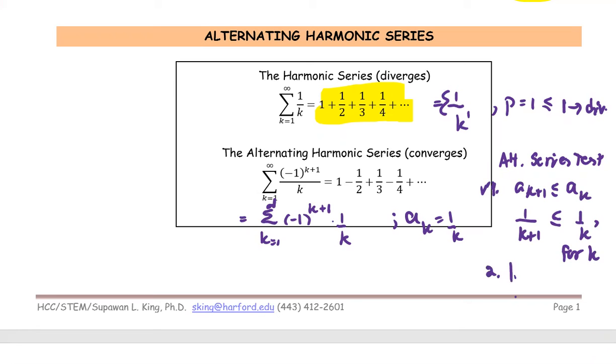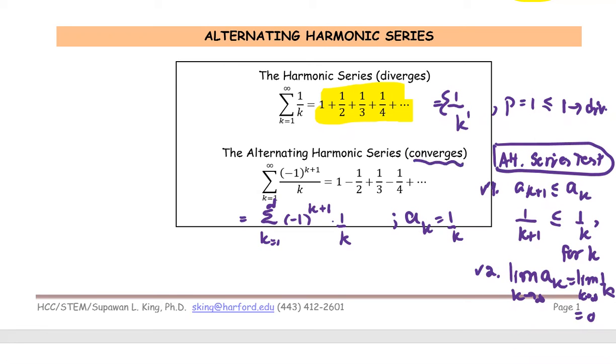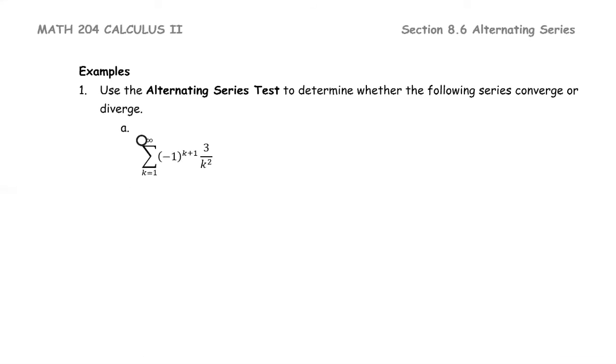The second condition, we find the limit of ak as k approaches infinity, or we find the limit of 1 over k as k approaches infinity, and we get 0, which satisfies the second condition of the alternating series test. Therefore, the alternating harmonic series converges, whereas the harmonic series diverges.